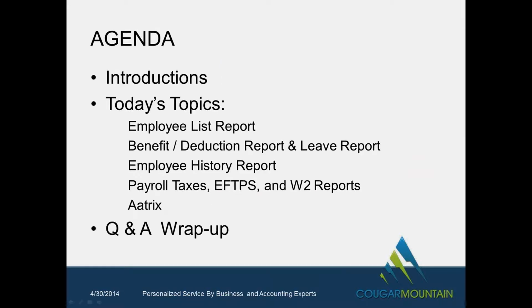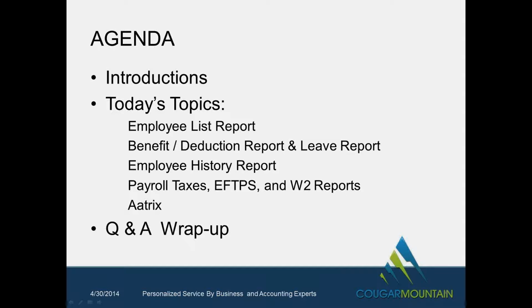So today's webinar, we're going to be going over the reports in payroll, all of the historical reports, and the different reports that you run after all of your transactions have been entered and posted, up to year to date and things like that. Of course, our first report is just an employee list report. Second one is our benefit deduction report, and then the leave report. Third report is going to be our employee history report. That one's the big one that shows you the history of the employee paycheck transactions. Then we'll go over the payroll tax, EFTPS, and W2 reports.